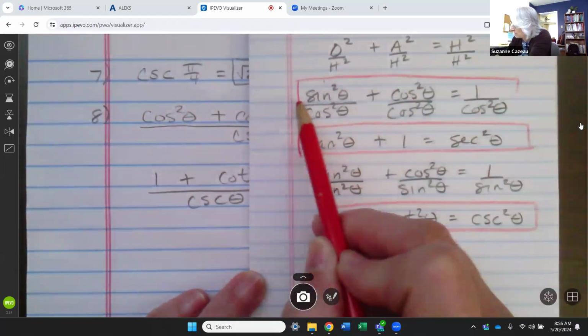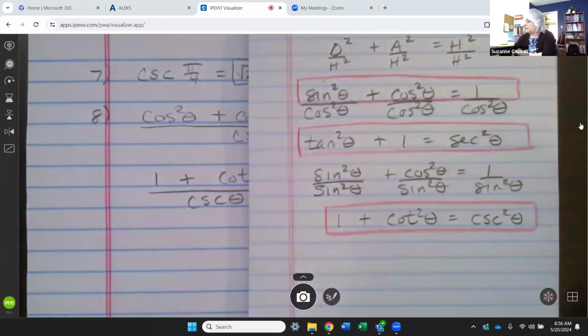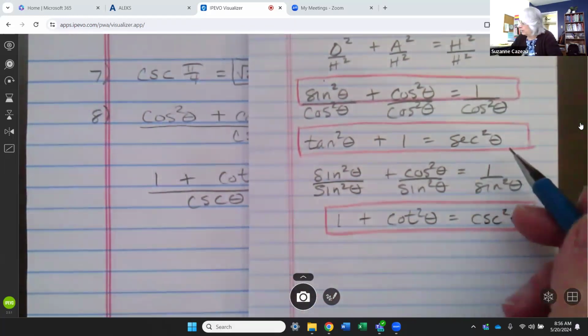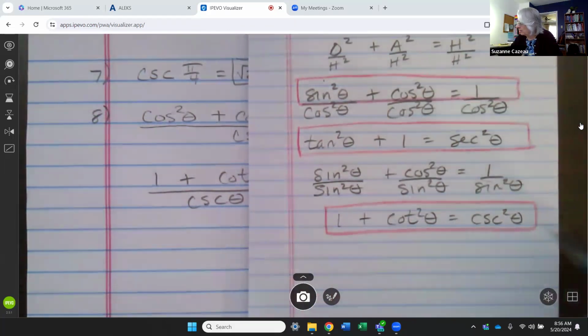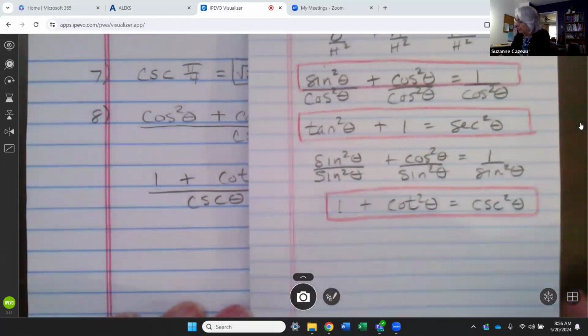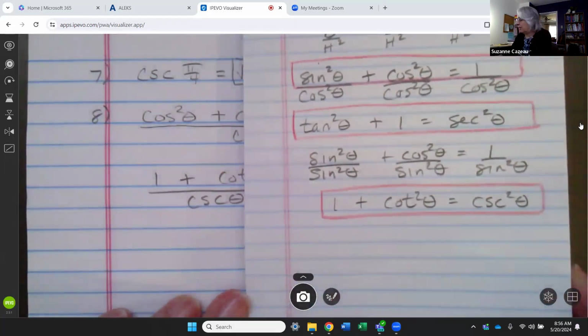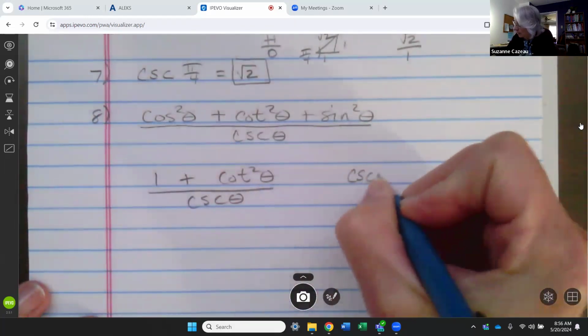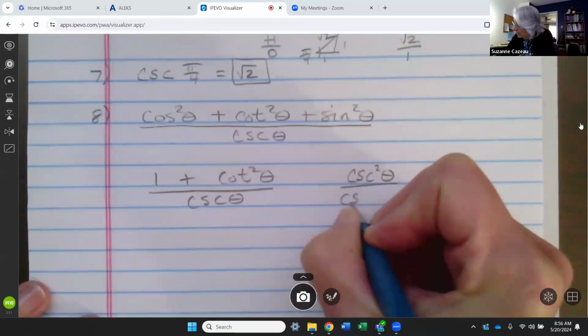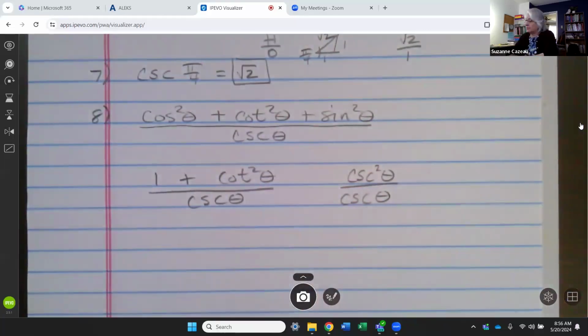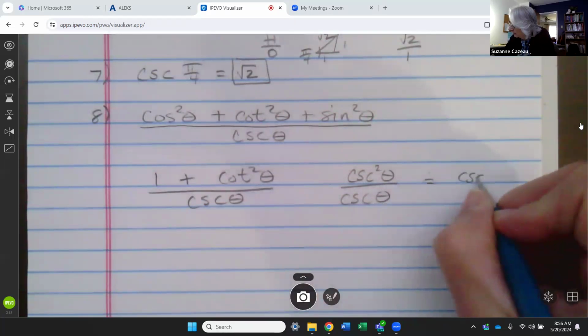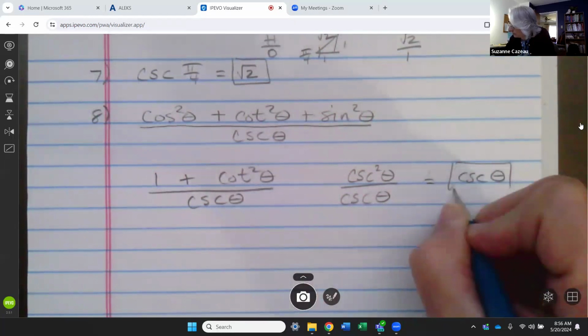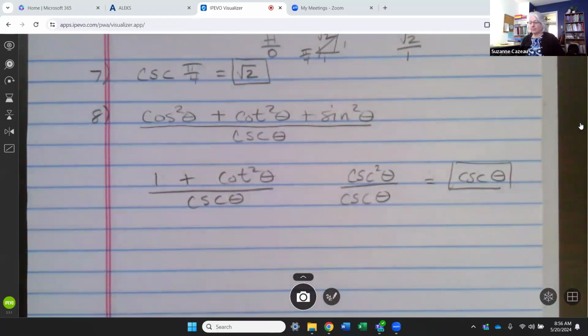Okay, so that's how we get all those. Sine squared plus cosine squared is 1. Tangent squared plus 1 is secant squared. And 1 plus cotangent squared is cosecant squared. So that's how we get them. And now I can replace 1 plus cotangent squared with cosecant squared. So this is going to be cosecant squared theta over cosecant theta, and so that's just going to be cosecant theta. How's that? Okay. So that's useful.